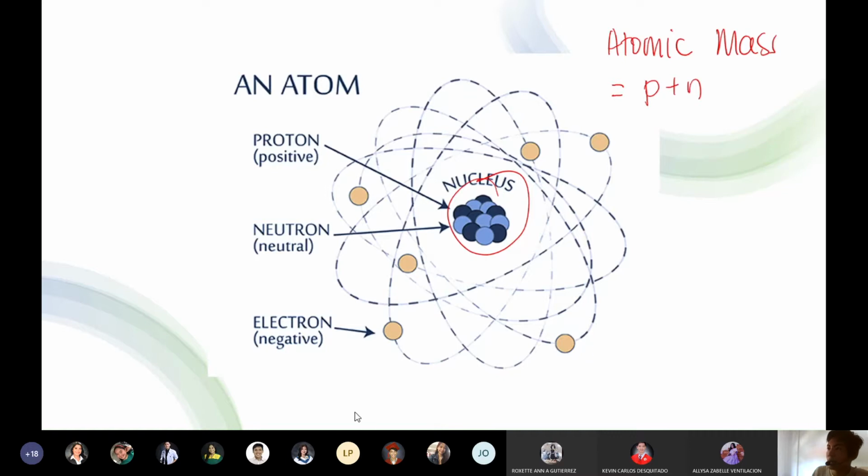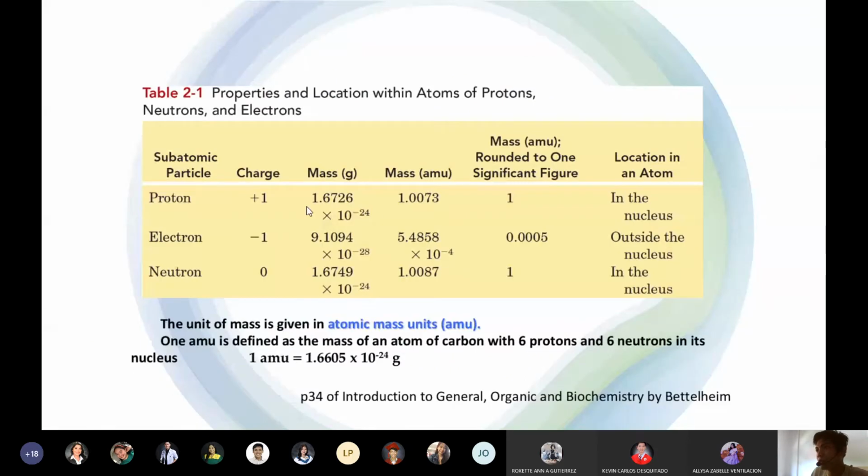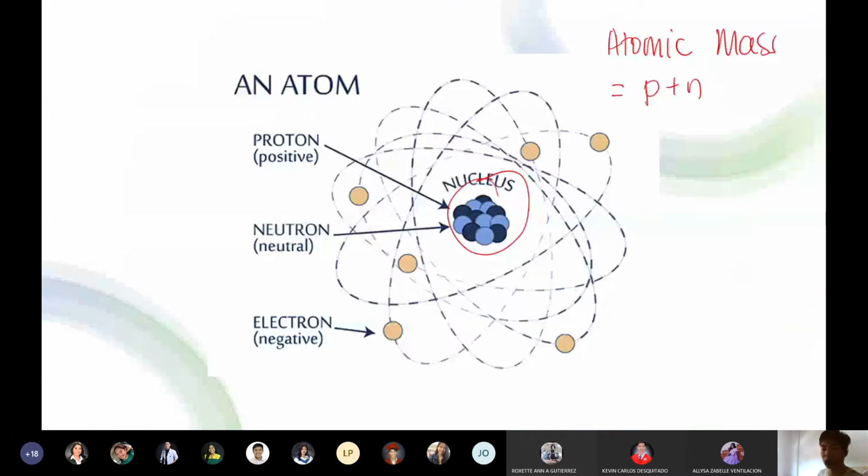Why? Kasi yung electron natin, this is very tiny. Very tiny to be measured. Ito yung kanyang mass, oh. So for protons and neutrons, they are similar, 1.6726 times 10 raised to negative 24. But for electrons, look, oh, it's negative 28, a very, very small number. So you can just neglect that. So pwede mo na lang kalimutan yung contribution ni electron. So the mass of your atom is just the sum of the number of protons and neutrons that you have. So ayan. Okay, so what else?